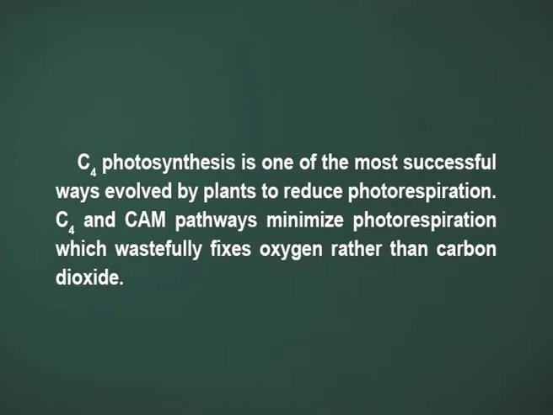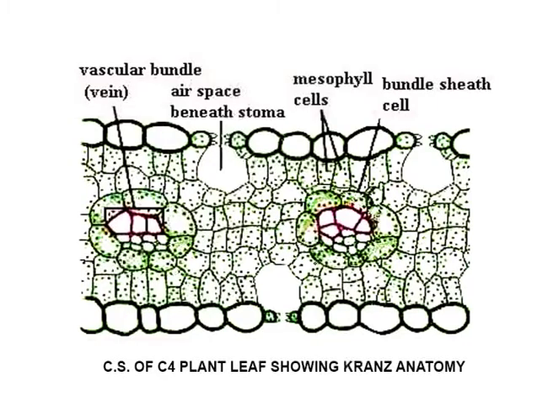C4 photosynthesis is one of the most successful ways evolved by plants to reduce photorespiration. C4 and CAM pathways minimize photorespiration, which wastefully fixes oxygen rather than carbon dioxide. C4 plants conduct C4 photosynthesis in mesophyll cells and the Calvin cycle in bundle sheath cells. Rubisco located in the bundle sheath is isolated from atmospheric oxygen, which is found in mesophyll cells. The carbon dioxide for the Calvin cycle is shuttled via malate from mesophyll to bundle sheath, where it is released again through decarboxylation of the malate.